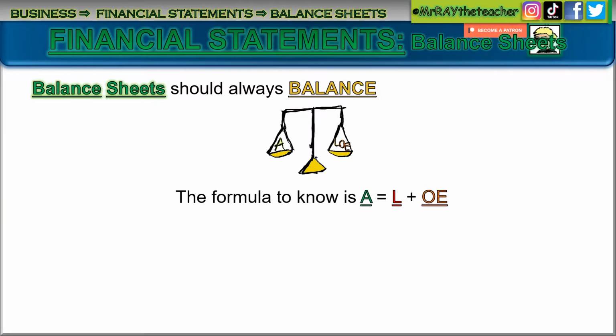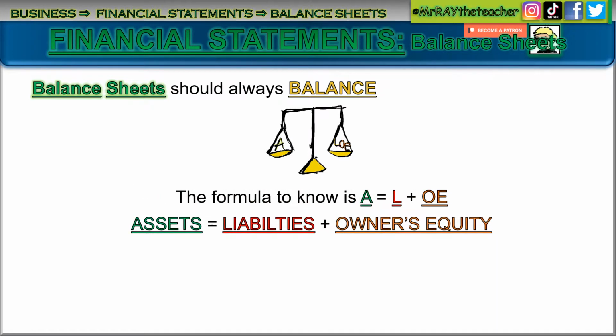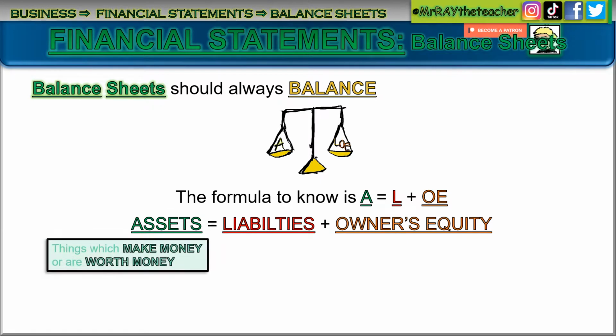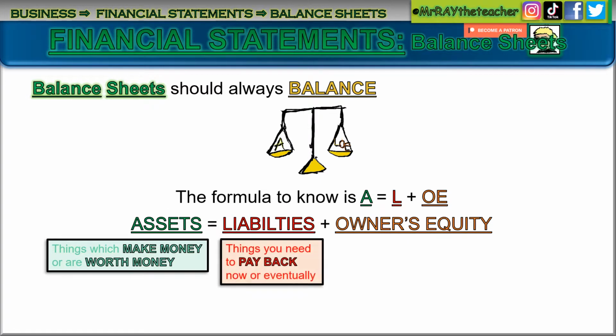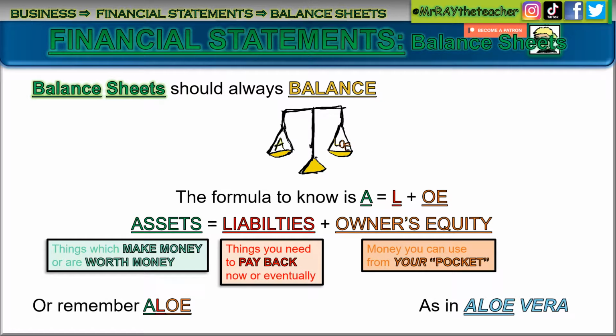It's pretty obvious. So the formula to know is the ALLO formula, or ALLO. Assets equals liability plus owner's equity. So assets, they're the things which make money or are worth money. Liabilities, they're things you need to pay back now or eventually. And then you got your owner's equity. So that's money you can use from your own pocket. So just remember aloe as in aloe vera. Pretty easy. So let's move on.